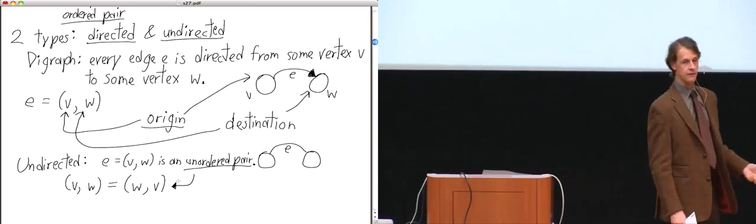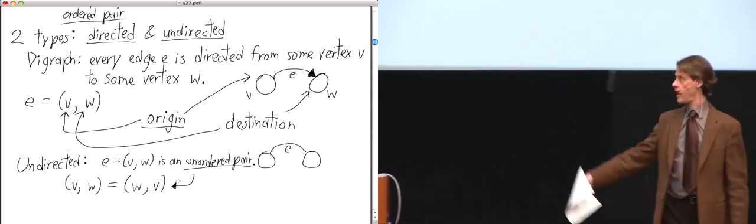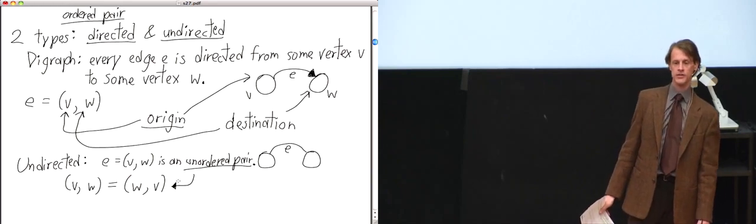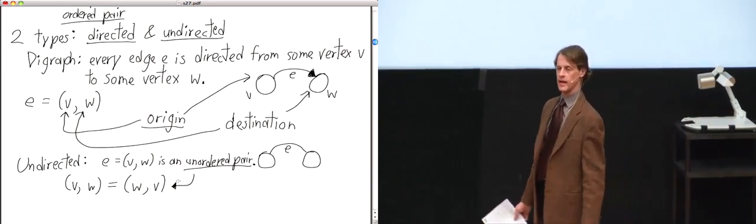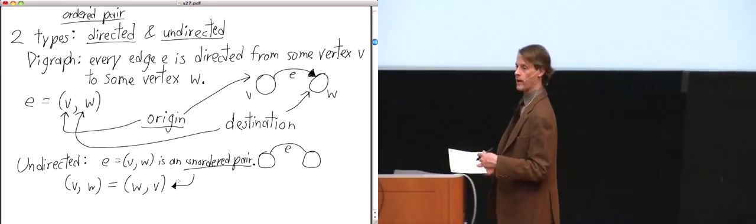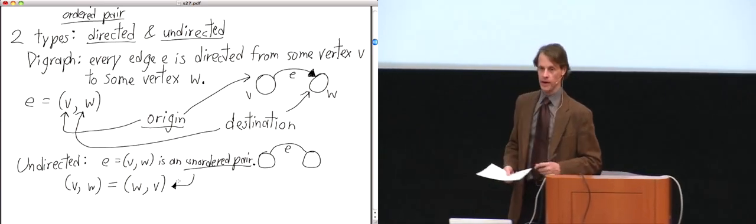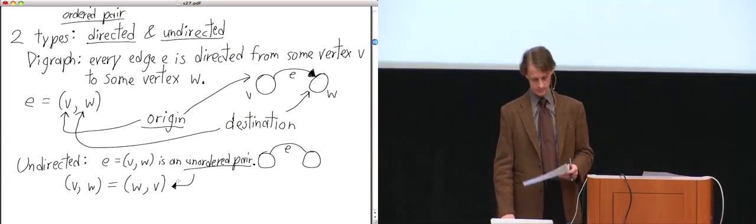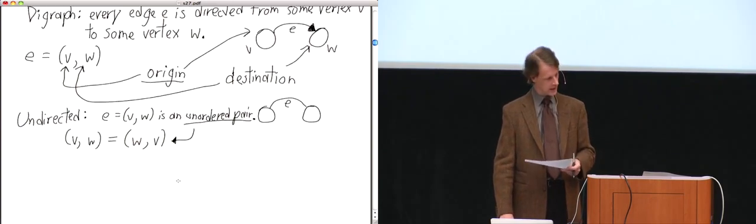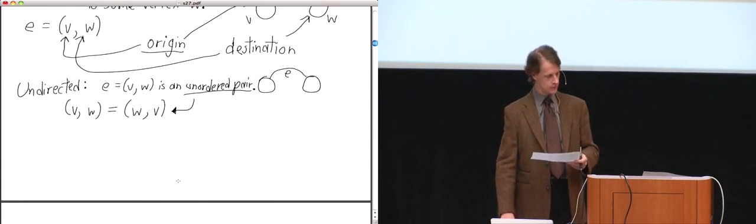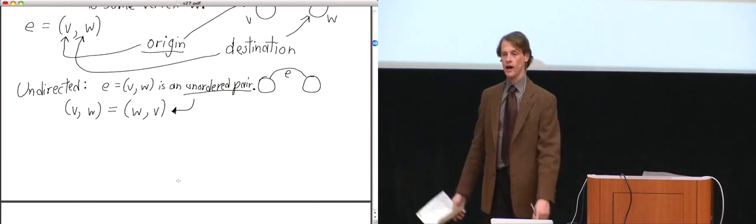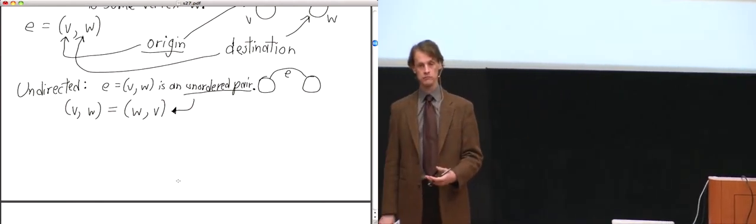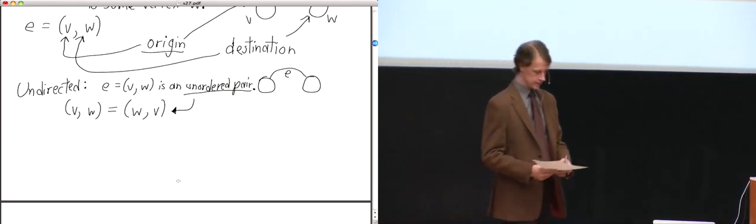In a directed graph, they're not the same thing. In a directed graph, there's a world of difference between VW versus WV. It's like driving the wrong way down a one-way street. But in an undirected graph, the edge is like a two-way street. And so, as you might suspect, a very common purpose of graphs is to model street maps.